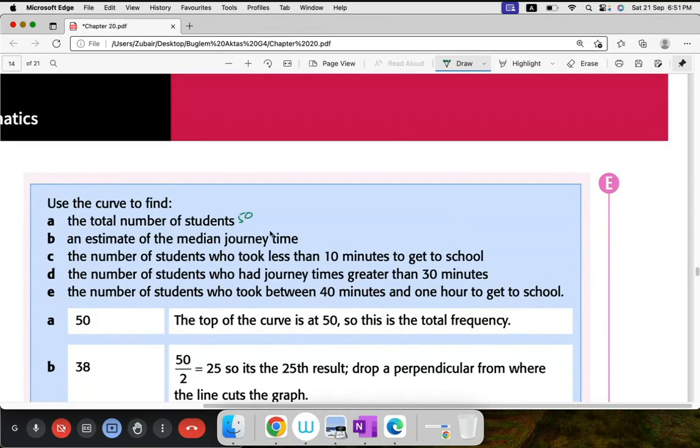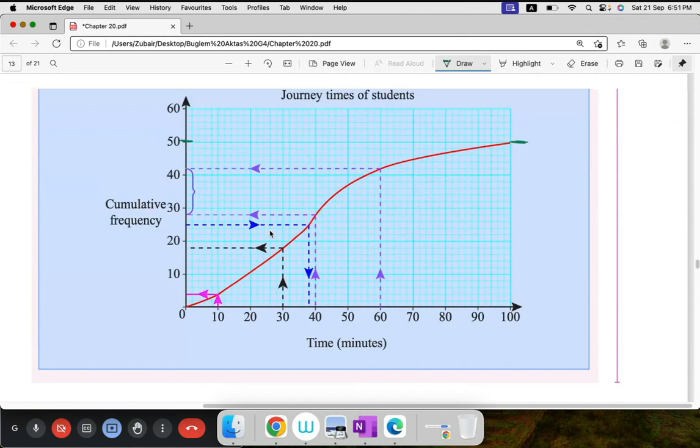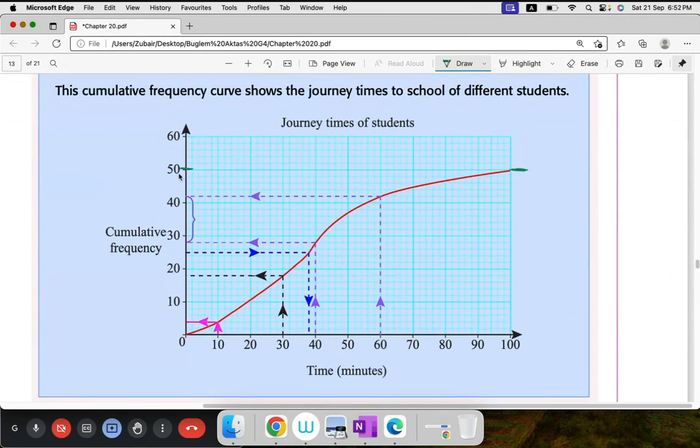An estimate of the median journey time. Median. So there were 50 total. The middle would be 25. But isn't that for journey time, not for students? Now it is for students. Journey time is the answer to the question. So through the students, we find the median journey time.